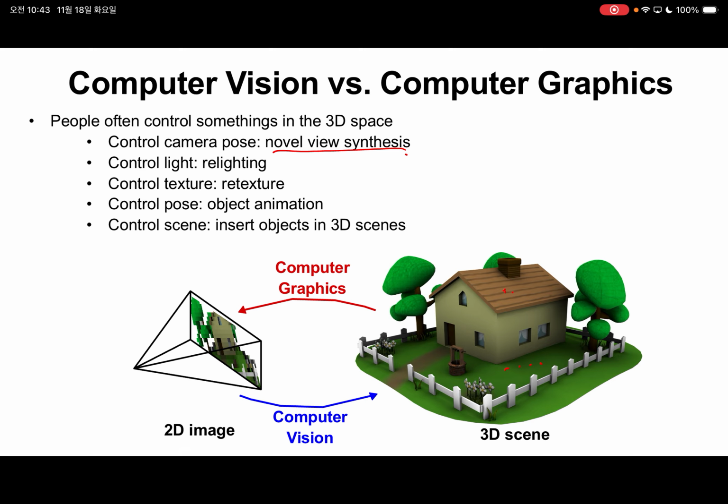Or we can control pose. We can animate an object. That is our final project, right? Maybe we can change the position of the house. Maybe we can change the rotation of the house, the scale of the house. We can change them in 3D space. Or control the scene, we can insert an object in the 3D scene. That is also a final project, right? Maybe we have new 3D Gaussian assets, and then we can just put them in the 3D scene. So this kind of control in 3D is what people want.